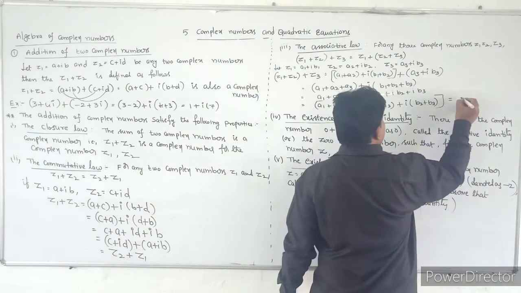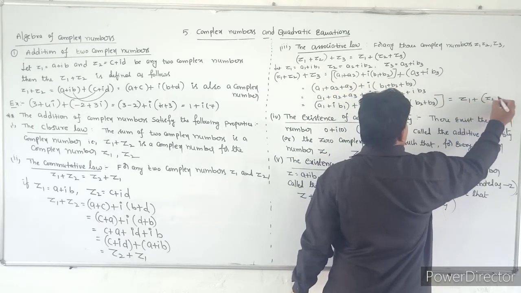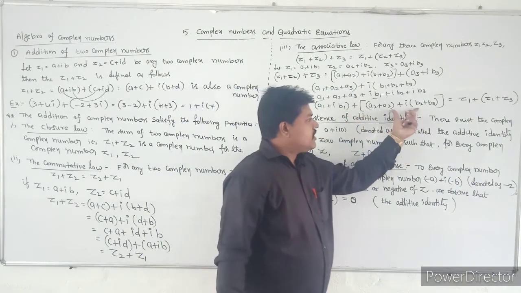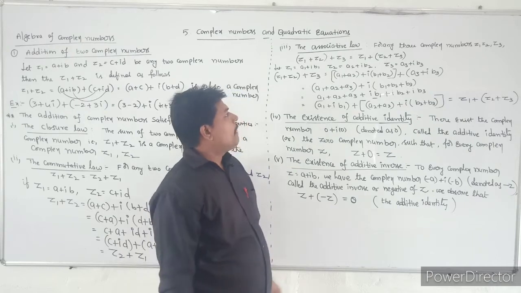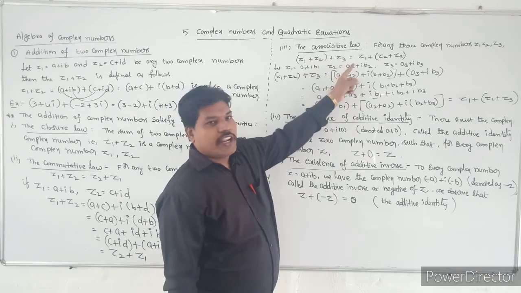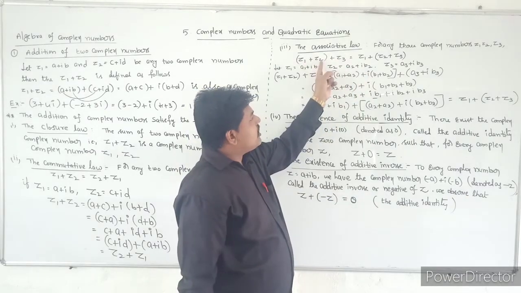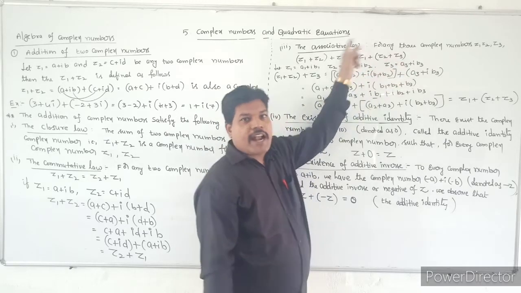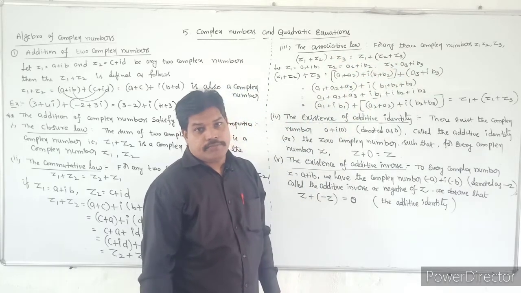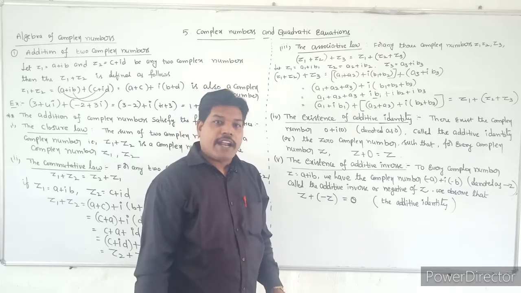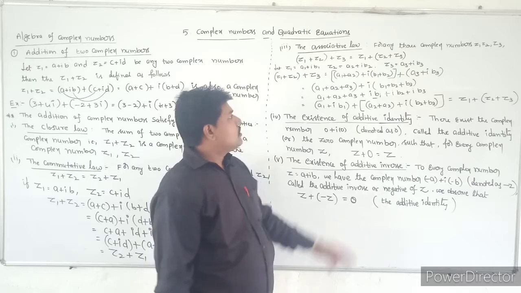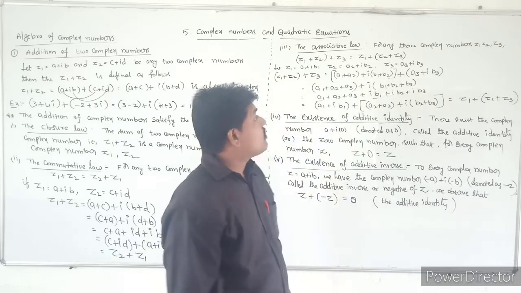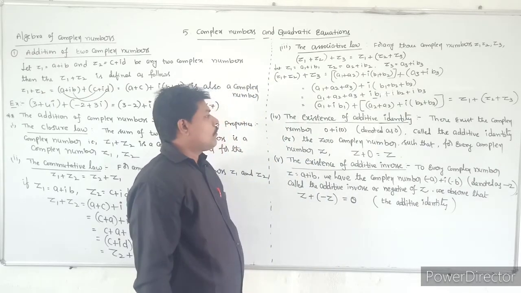So what is this? This is nothing but Z1 plus Z2 plus Z3. This is Z1 plus, and what is this? This is nothing but Z2 plus Z3. So for Z1 plus Z2 plus Z3, you can add Z1 plus Z2, then add Z3. Otherwise we can add Z2 plus Z3 first, then add Z1. Nothing will change. That is what they are saying: if you are adding three numbers, you can add in any order. That is the meaning. So Z1 plus Z2 plus Z3 can be written as Z1 plus (Z2 plus Z3) also. That is called the associative law.